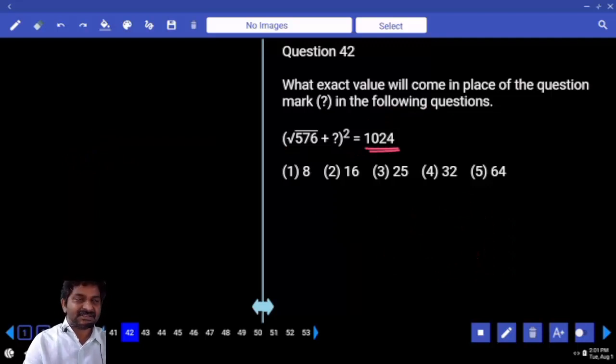Which square is this? And this fellow? So 24 plus x must be equal to 32 only. X is.